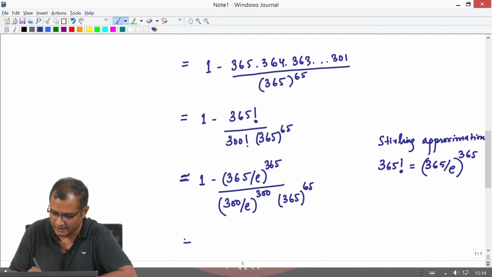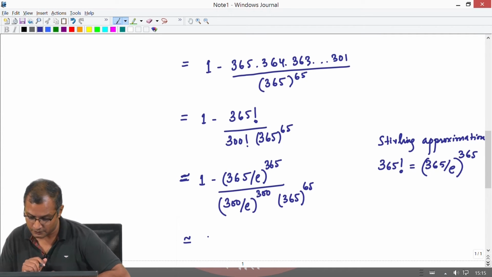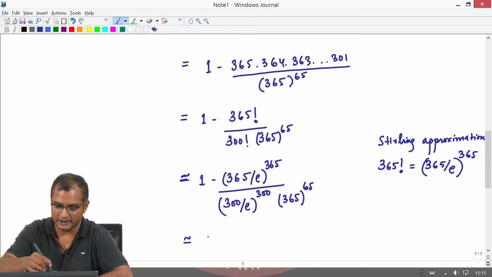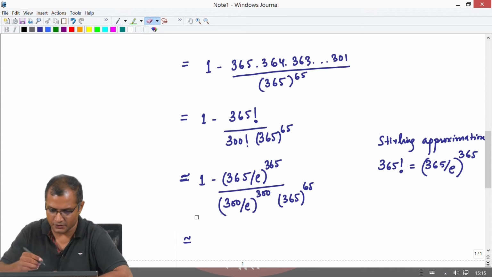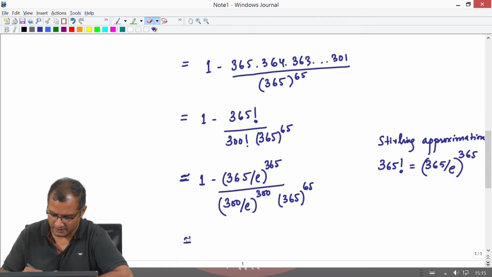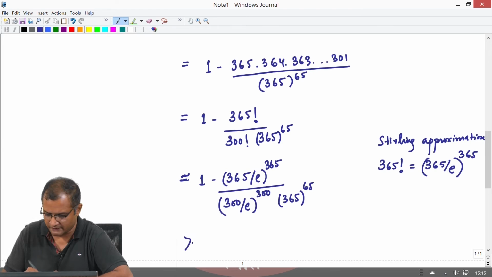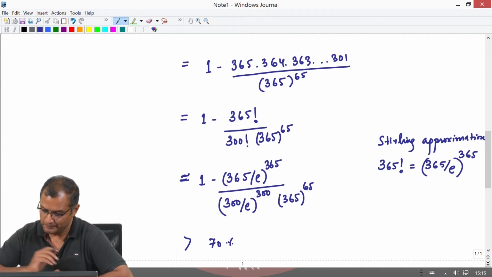Now, if you solve this, I have not calculated this, but you can use a calculator to proceed from here. Okay. So, I leave that as an exercise. This answer should be greater than 70%. Okay. So, the exact answer can be computed by using a calculator, but it would be definitely greater than 70%. Okay.